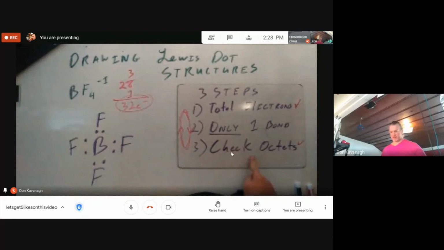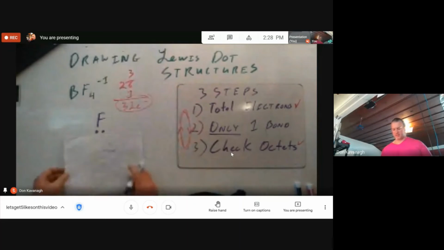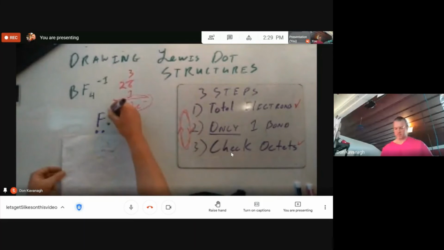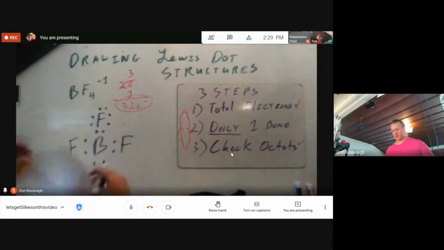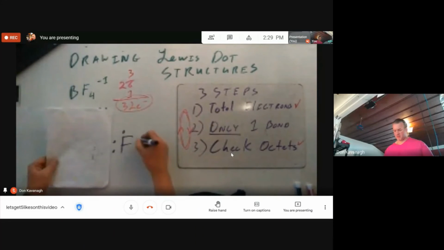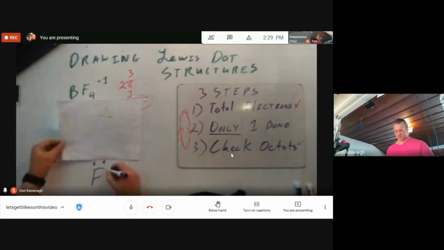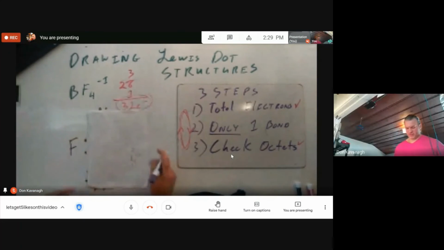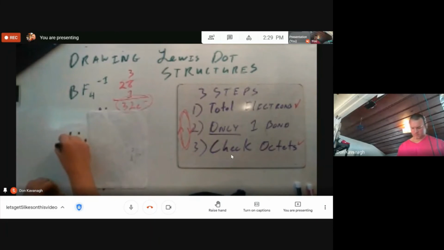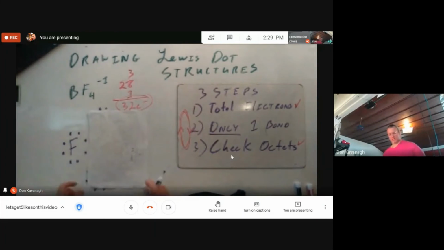So now I'm going to check octets. I'm going to start with that element at the north, fluorine. It needs 6 more. So now it has an octet. Now I'm going to go to the east. It now has an octet. On the southern edge, it has an octet there. And then on the western edge, this fluorine has an octet.